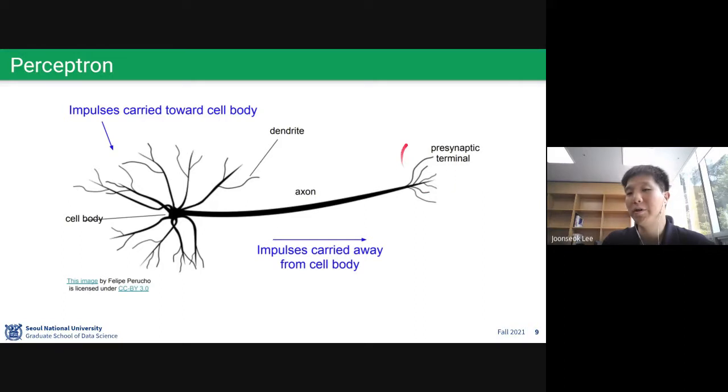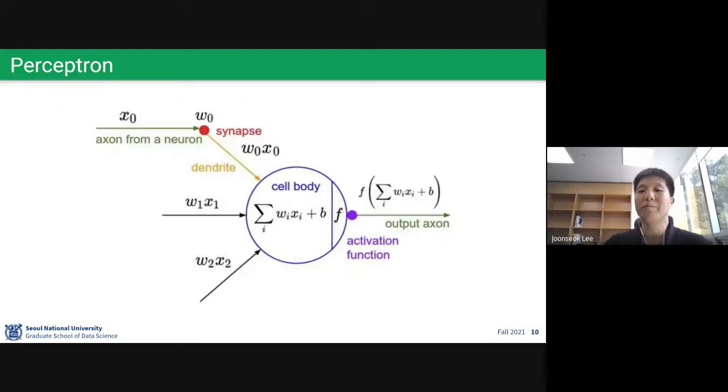And at the end here, another dendrite from another cell body is connected. So the information from other cells is carried to other cells through these neurons. So neural networks basically mimic what we do in these human cells. From other neurons, we take some signals or impulses, which are denoted as X0, X1, and X2. These are inputs to this cell or neuron.